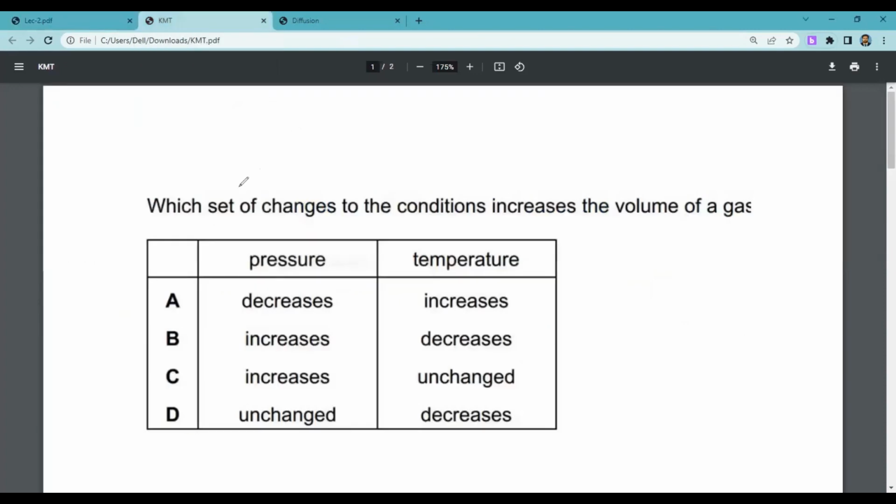Here is the first question. Here he is asking what set of changes to the conditions increases the volume of a gas. What is he asking in the question? Think about a minute.